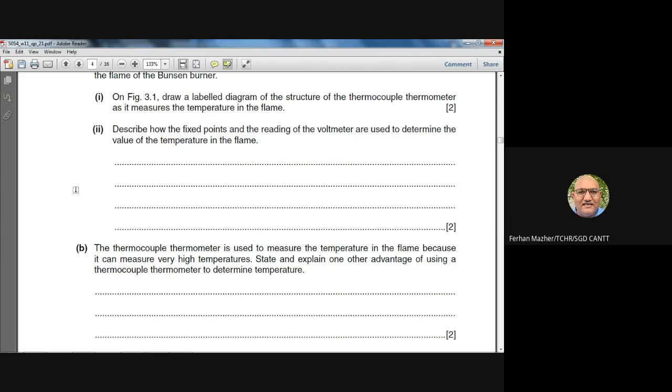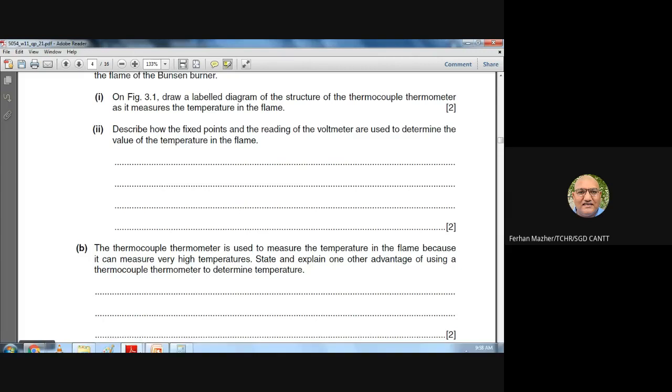Then I will take the hot junction and put it in the flame of the Bunsen burner, and the cold junction still will be in the melting ice cubes. Then I will note down the reading on the voltmeter. Now I will call it EMF2. Then I will use the formula (theta minus 0) divided by (100 minus 0) equals EMF2 divided by EMF1.